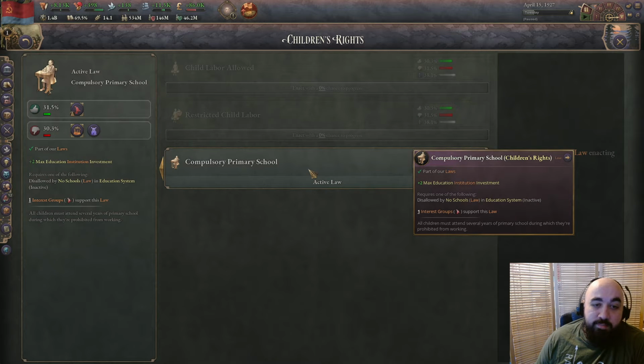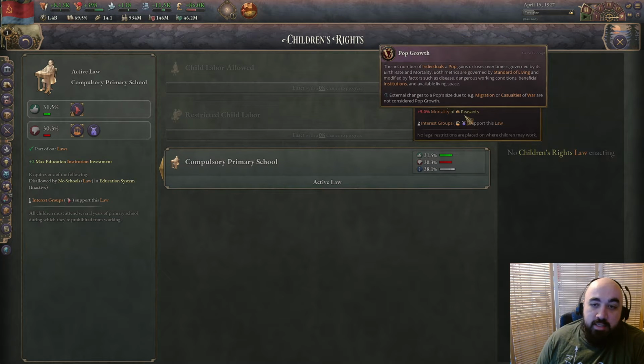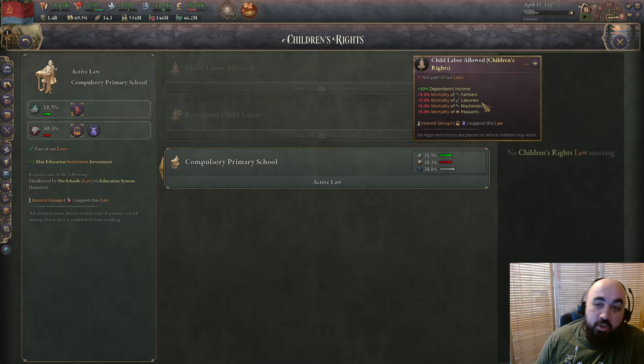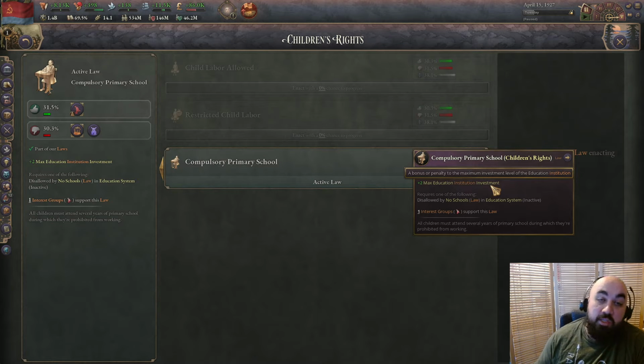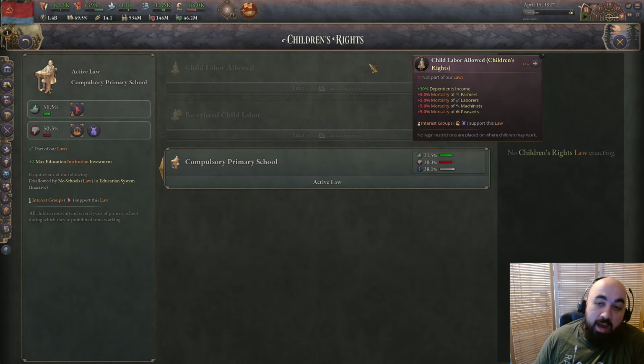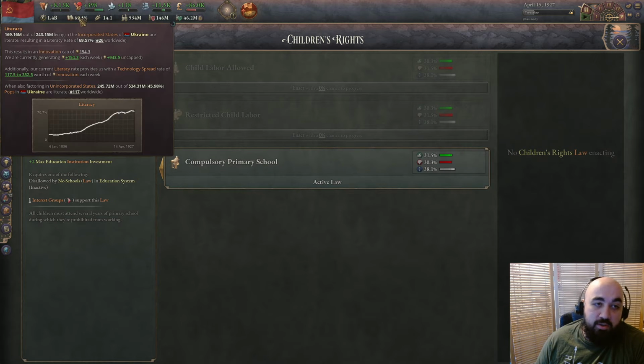Compulsory primary school is better, with a bit of an asterisk. What you're giving up is dependence income, which is a free money modifier, and increased mortality on these guys. The mortality is bad. I actually don't know if you could have this independent of the max education institution investment, which is the reason you go this. I'm not entirely sure if I think the dependence income is worth this extra mortality. My suspicion is that it is worth the dependence mortality, with a really low degree of confidence, but the extra institution is just so valuable because increasing literacy is really valuable.